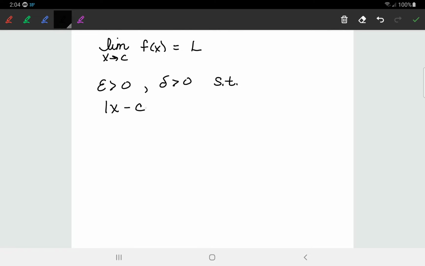Okay, let's remember the precise definition of the limit. We say that the limit as x approaches c of f of x is equal to L if for every epsilon greater than 0 there exists a delta greater than 0 such that when the absolute value of x minus c is less than delta, this will imply that the absolute value of f of x minus the limit will be less than epsilon.